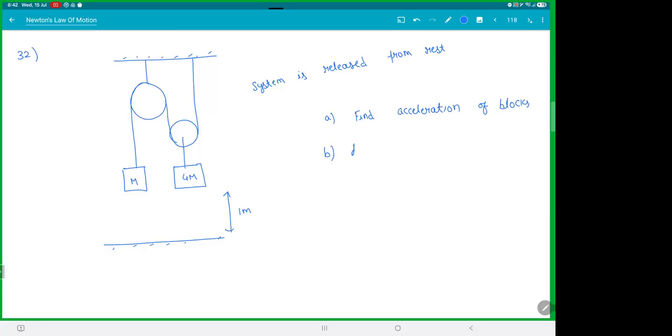The second part: when 4m hits the floor, it stops. Find the maximum height reached by the m block from the ground level.